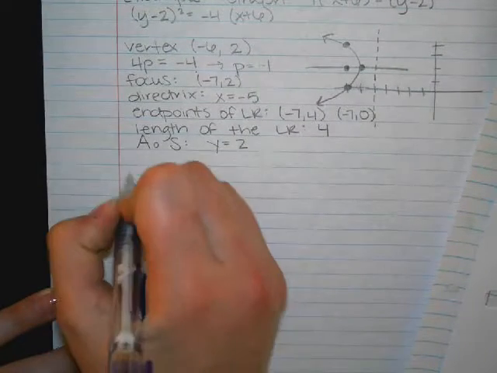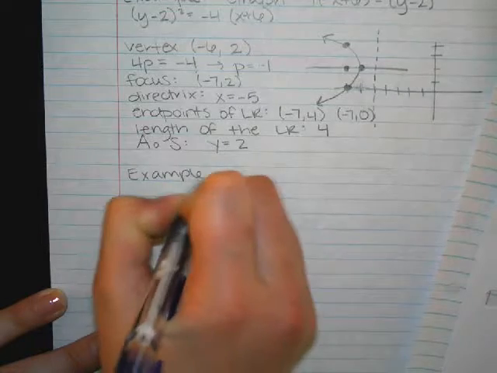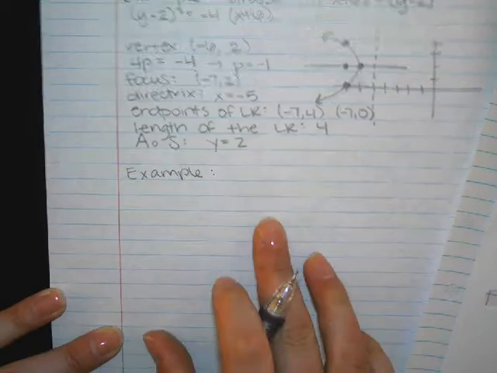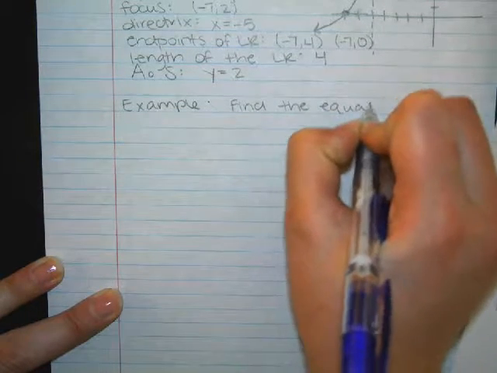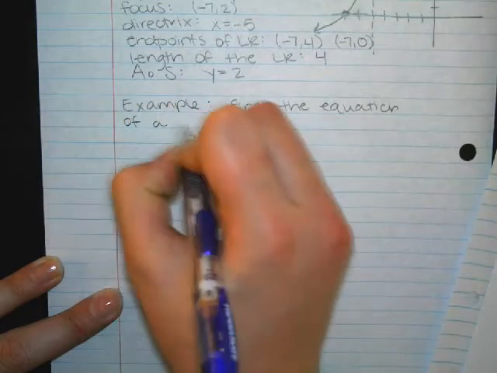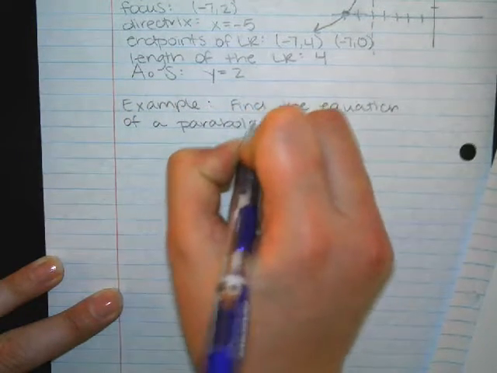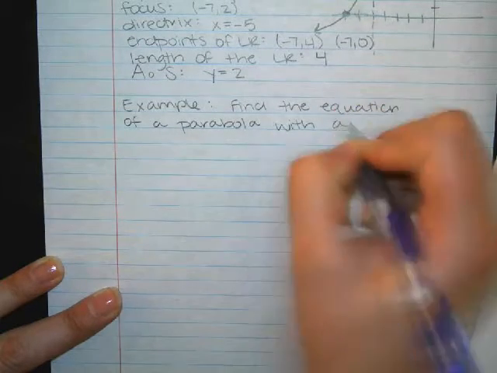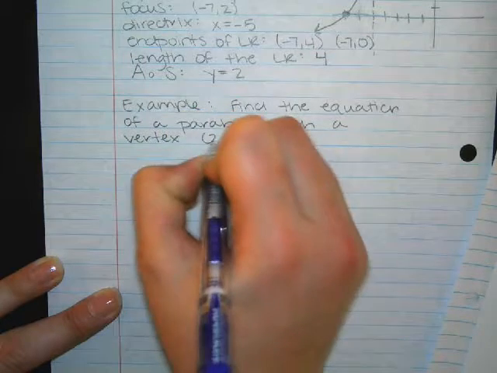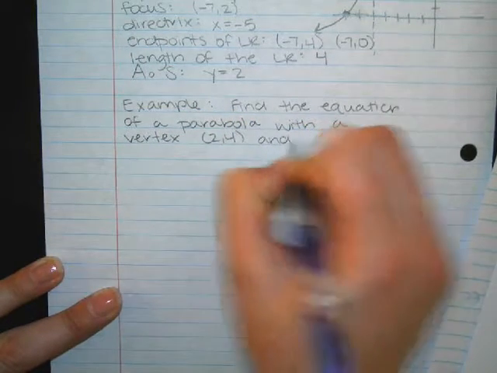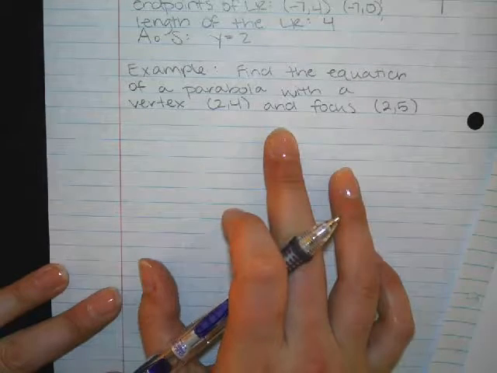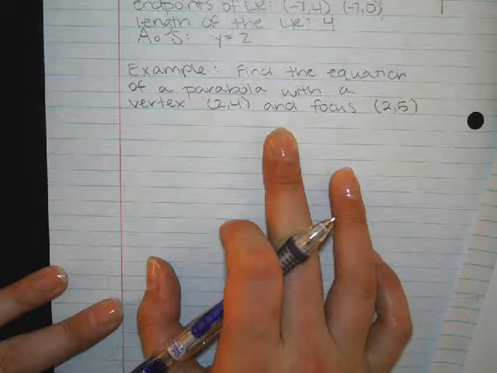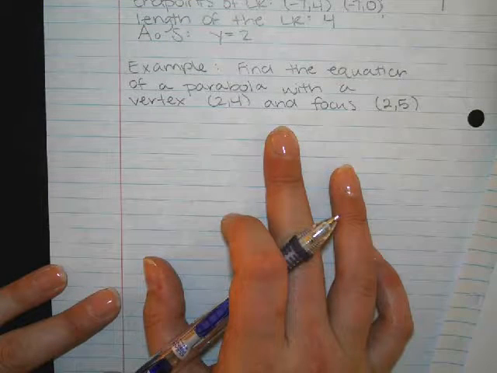So here, we're going to say find the equation of a parabola with the vertex of 2, 4 and a focus of 2, 5. So vertex of 2, 4, focus of 2, 5.